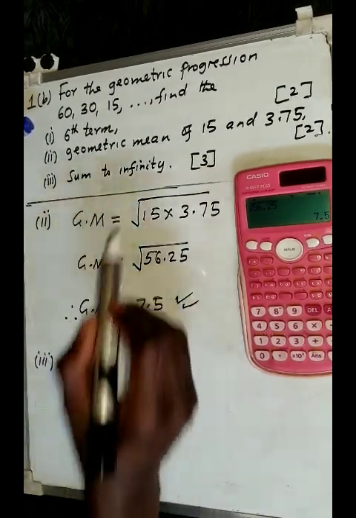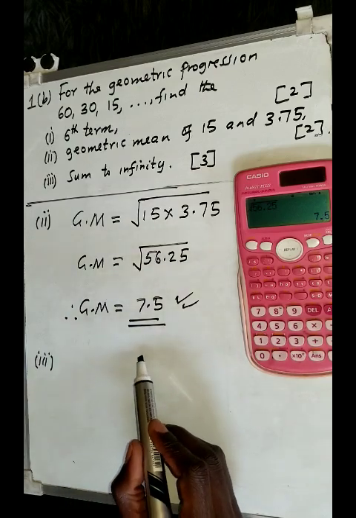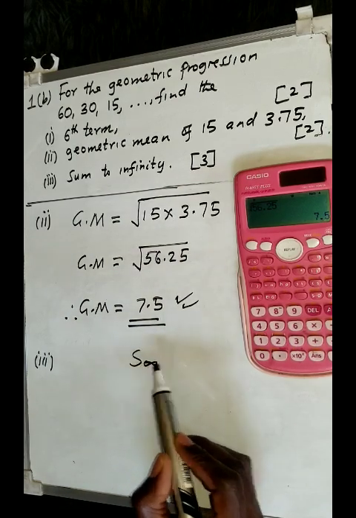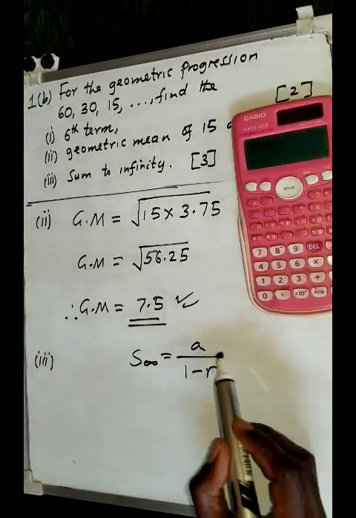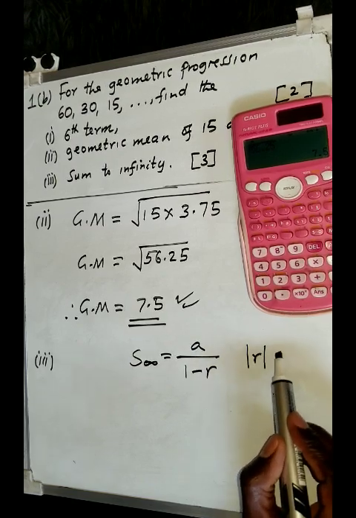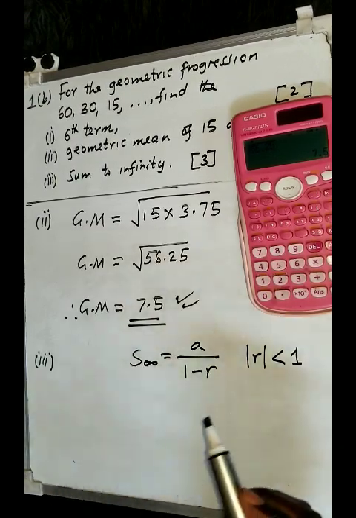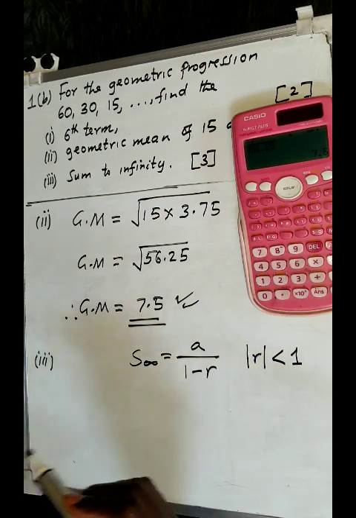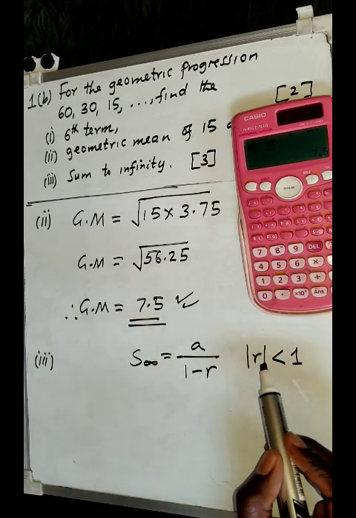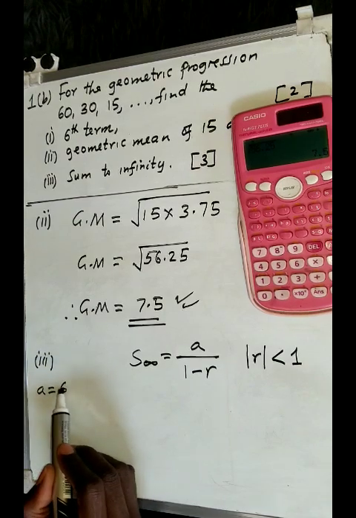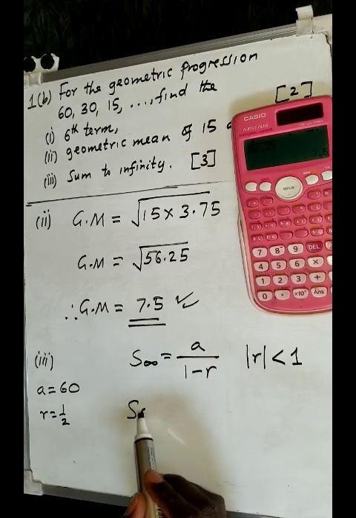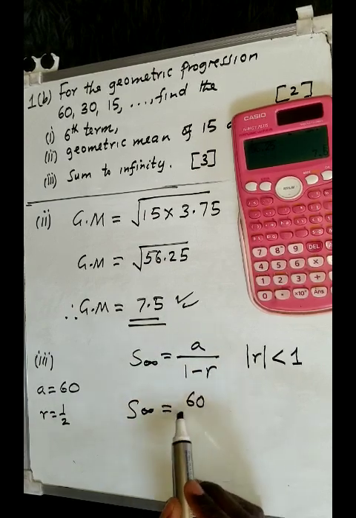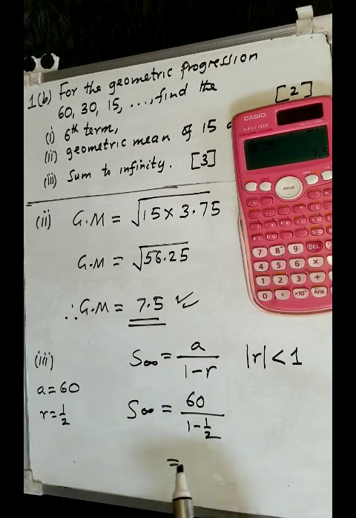B, Roman 3 says the sum to infinity. For you to get the sum to infinity, remember, the sum to infinity is equal to the first term over 1 minus the common ratio. And this is only true when the modulus of the common ratio is less than 1. That's what it simply means. So the first term is 60, the common ratio is a half, so we replace there. The sum to infinity will be equal to 60 over 1 minus a half.